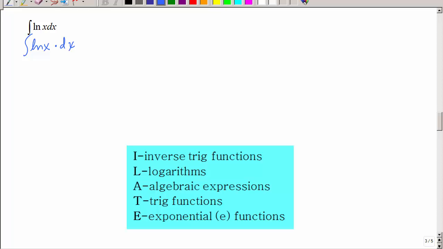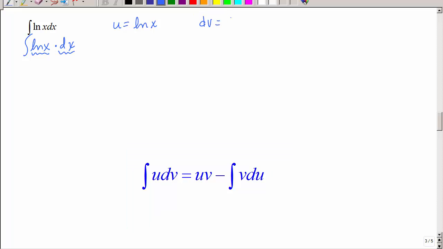And so using that mnemonic, ILATE, I is inverse trig functions, L is logarithms, that's all we have. So I'm going to let u equal the natural log of x, and the only thing I've got left is dx. Okay, so I need the derivative, and we know how to take the derivative of the natural log of x. That's 1 over x dx. And then remember, we're integrating here. The integral of dx is just x, and yes, plus c.